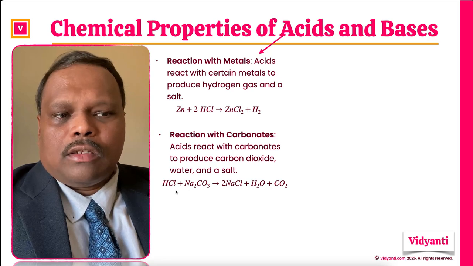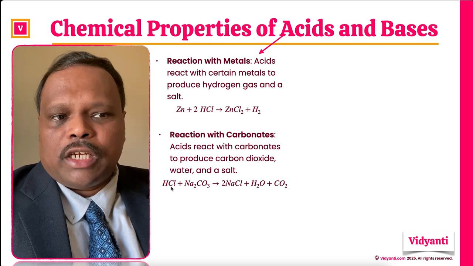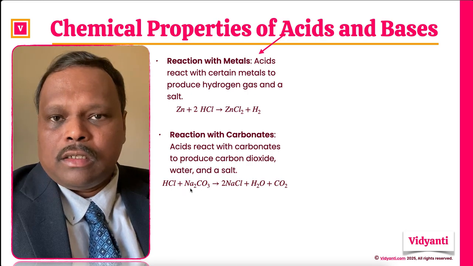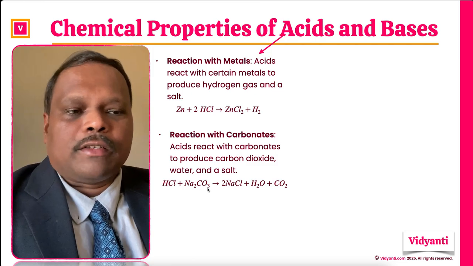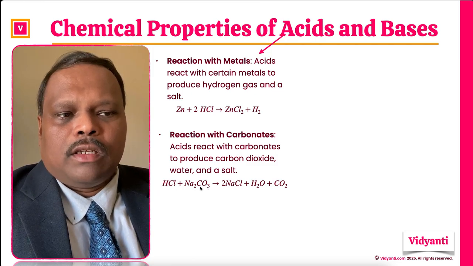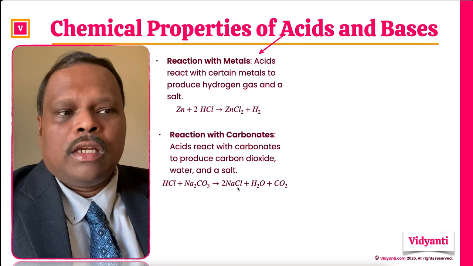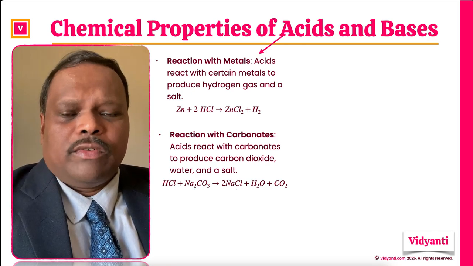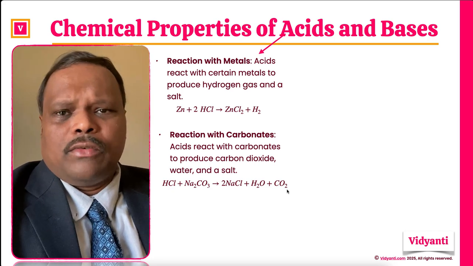And then, just to remember this one, think about it as HCl splitting into H plus and Cl minus, and Na2CO3 splitting as Na plus and CO3 double minus. So now Na will combine with Cl, so you will get sodium chloride. That's one of the salts. And the second one is you get HCO3, which is nothing but carbonic acid, which eventually splits into water and carbon dioxide. So that's the way you can remember it.